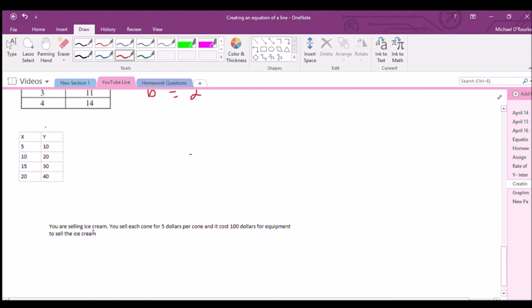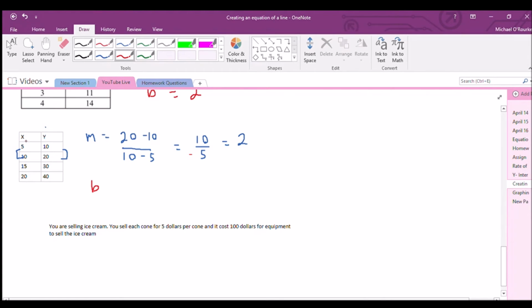Now, this one here is a little different. But let's start off the same way. Let's find my rate of change. M equals, well, I'll use that, 20 minus 10 divided by 10 minus 5, which equals 10 over 5, which equals 2. Now, find my b value. I look for where 0 is. Oh, it's not there.